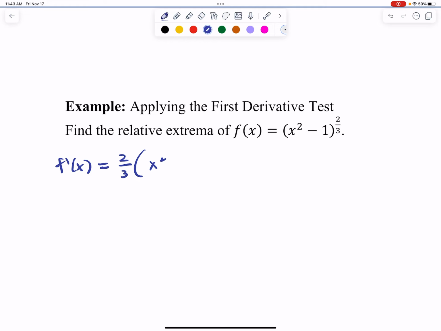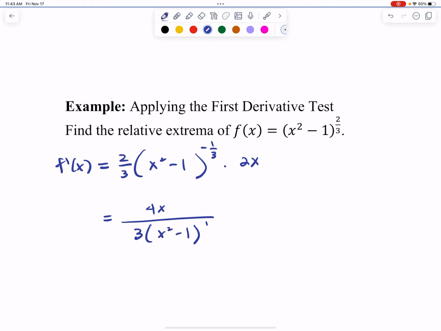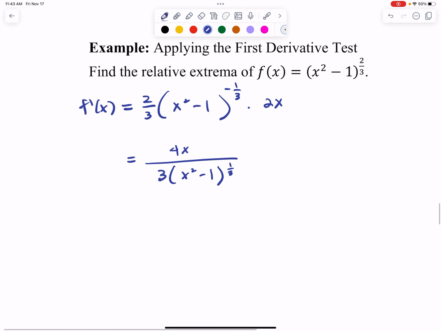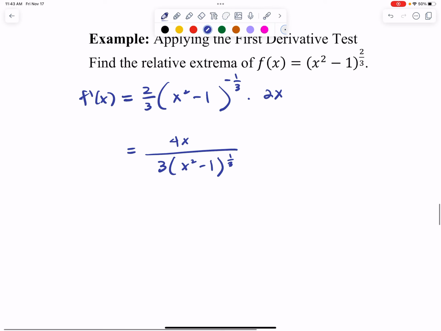So thinking chain rule, derivative of the outside, leave the inside alone, times the derivative of the inside. So this ends up being 4x over 3 times x squared minus 1 to the 1/3 power. So for critical numbers, we do need to consider where the derivative would be 0 and where it would be undefined.